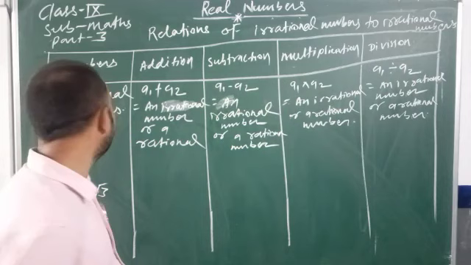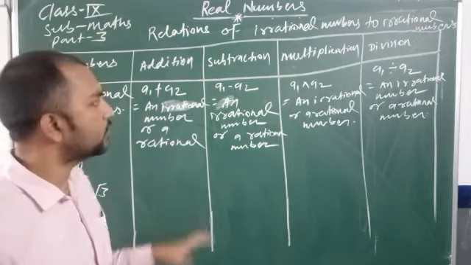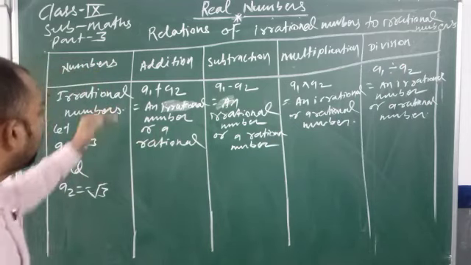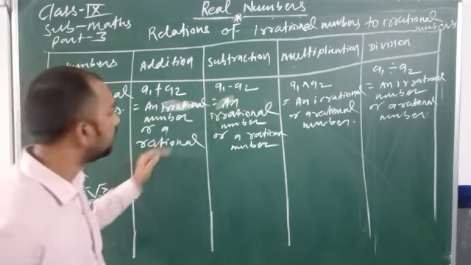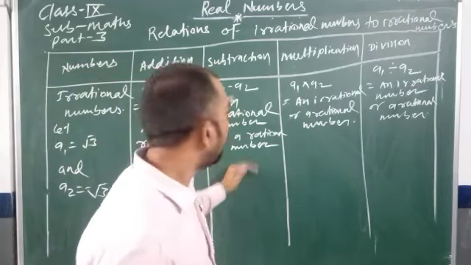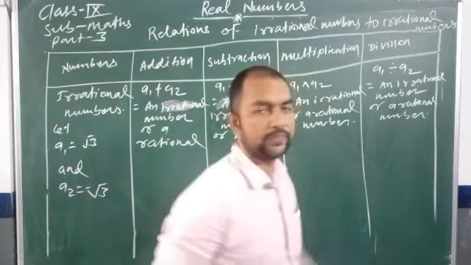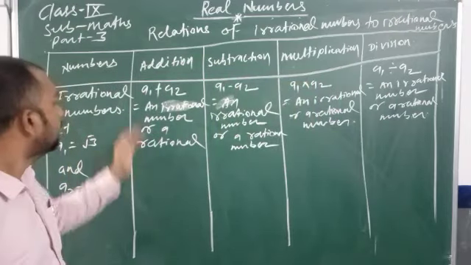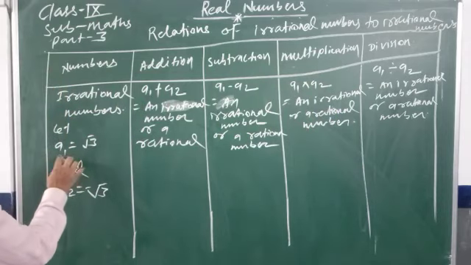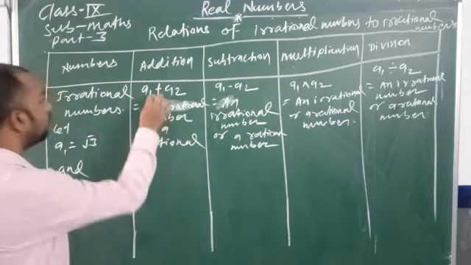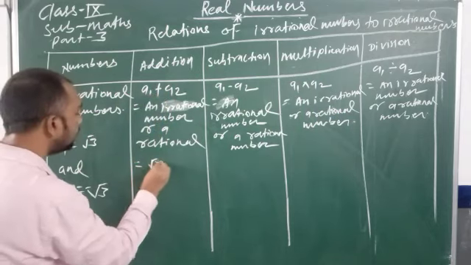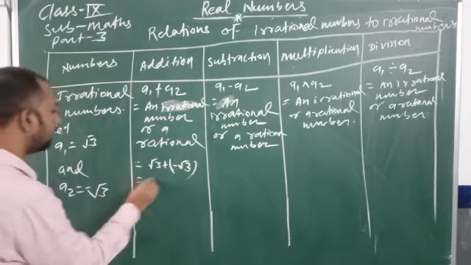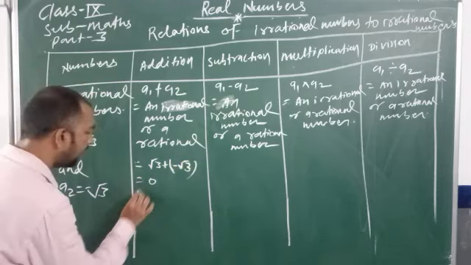We can see that when we perform all the operations on the relation of irrational numbers to irrational numbers, we can get the result as an irrational number or a rational number, and so on. Now we will take the examples and define it furthermore. Now we will take the example a1 equal to root 3, plus minus root 3. The value will be 0. It is a rational number.